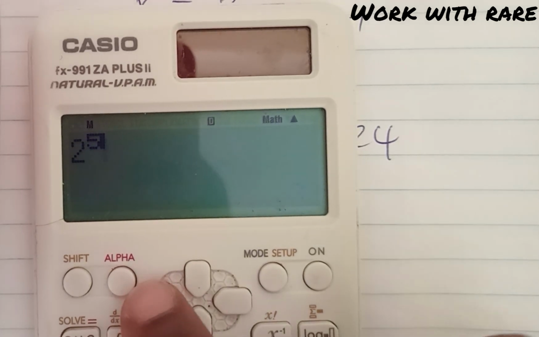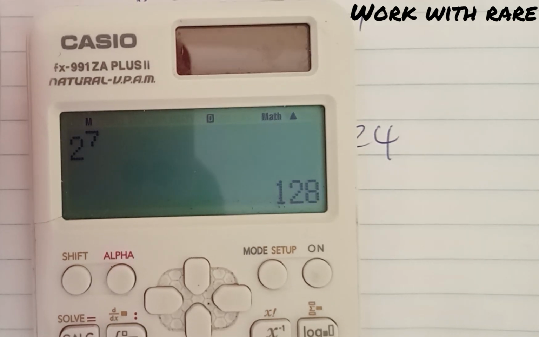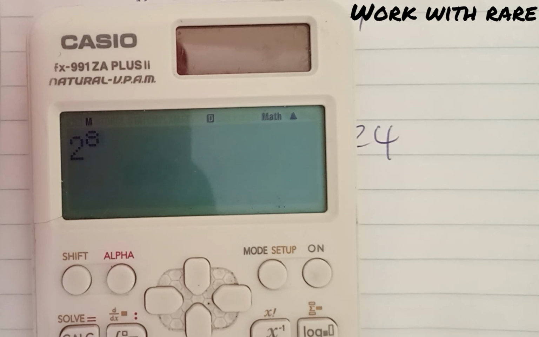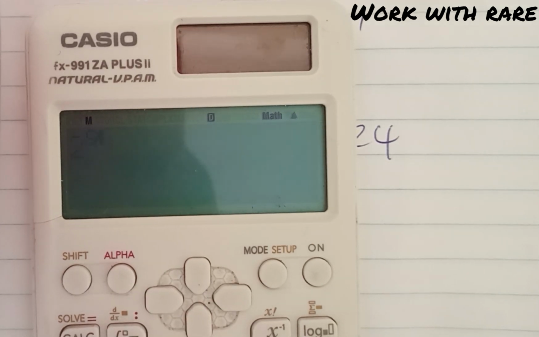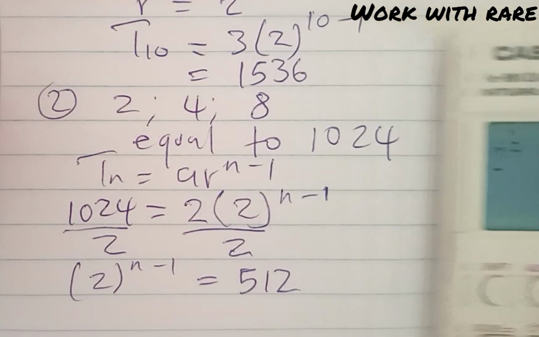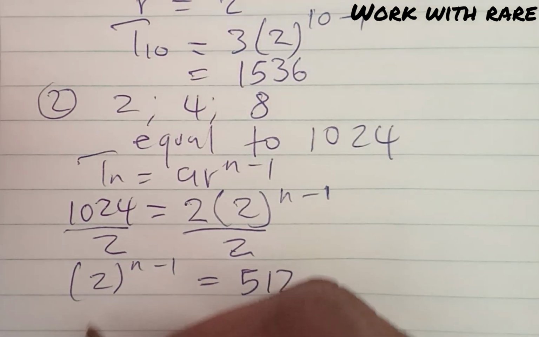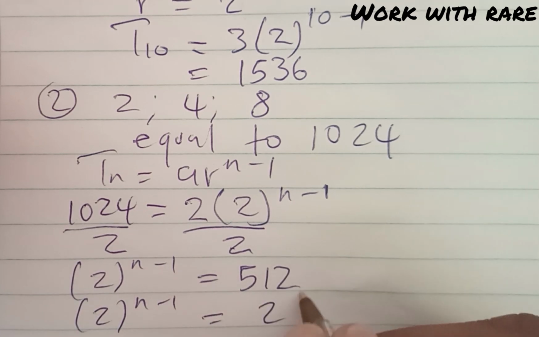Nope, still far. Let's test with 7. 128. Okay, we are getting there. Let's test with 8. Okay, test with 9. Yes, remember here we have 512, so we'll say okay, we have 2 to the exponent 9. So here it's n minus 1, 2 to the exponent 9.